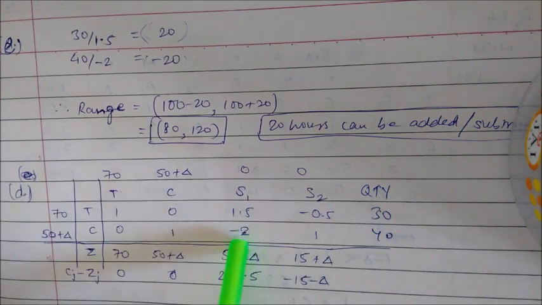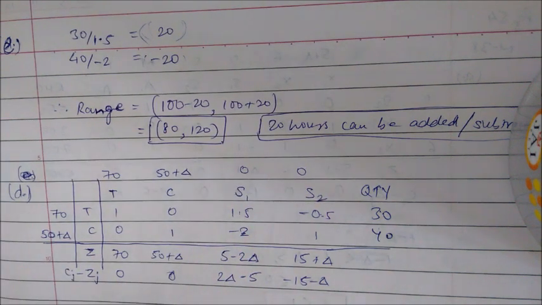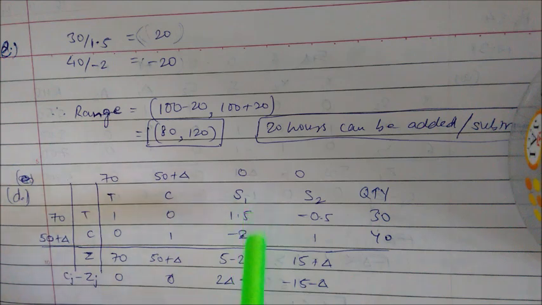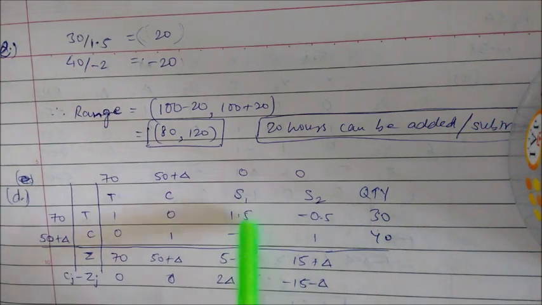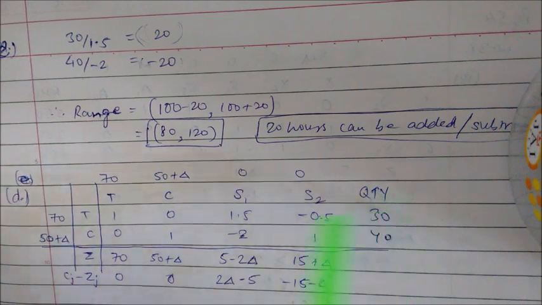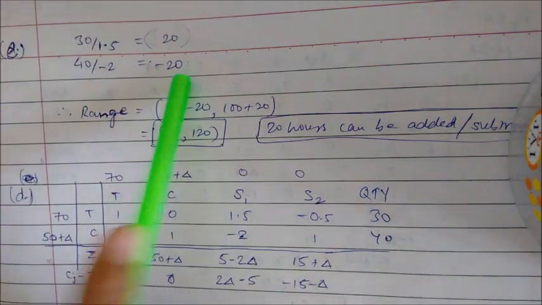Why 1.5 and minus 2? Because S1 is the variable pertaining to the first constraint. When we had the inequality, in order to convert it into a normal equation, we had added S1 in the first constraint. That's why S1 is the variable pertaining to the first constraint, and we'll take the values corresponding to the S1 column. So we have 30 by 1.5 and 40 by minus 2. The values come out to be 20 and minus 20.